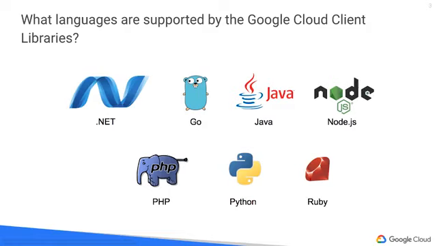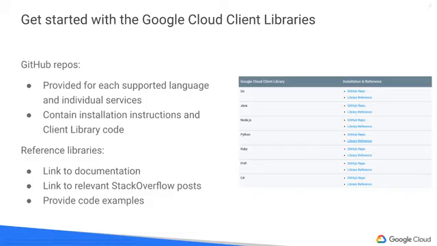The languages supported by the Google Cloud Client Libraries are .NET, Go, Java, Node.js, PHP, Python, and Ruby. To get started with the Google Cloud Client Libraries, you can pull the repo for the Google Cloud Client Libraries from GitHub. It is provided for each of the supported programming languages. The GitHub repo page lists the services and APIs supported by each language's cloud client library and provides installation instructions.